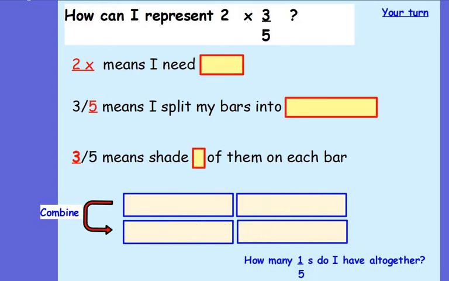Over to you, Year 7. In your light blue books, please pause the video for a minute, and can you represent 2 times 3/5 in the same way using the bar model? I've given you some helpful step-by-step guides.